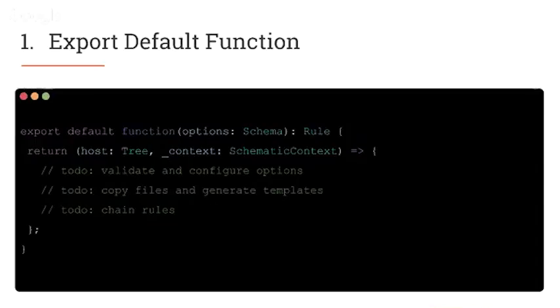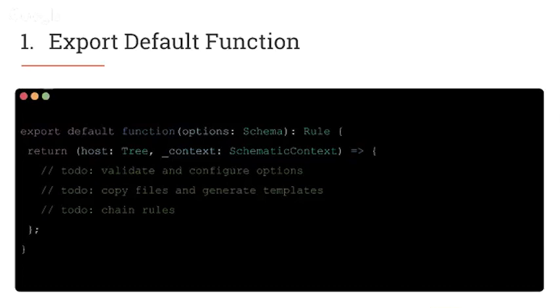Okay, so let's take a look at our index.ts file for this schematic. In this instance, I'm exporting a default function, so I didn't give it a name. And then in my collection.json file, I can just point it to this index file. I'm going to specify a schema interface for the options. This is very similar to what we saw before.